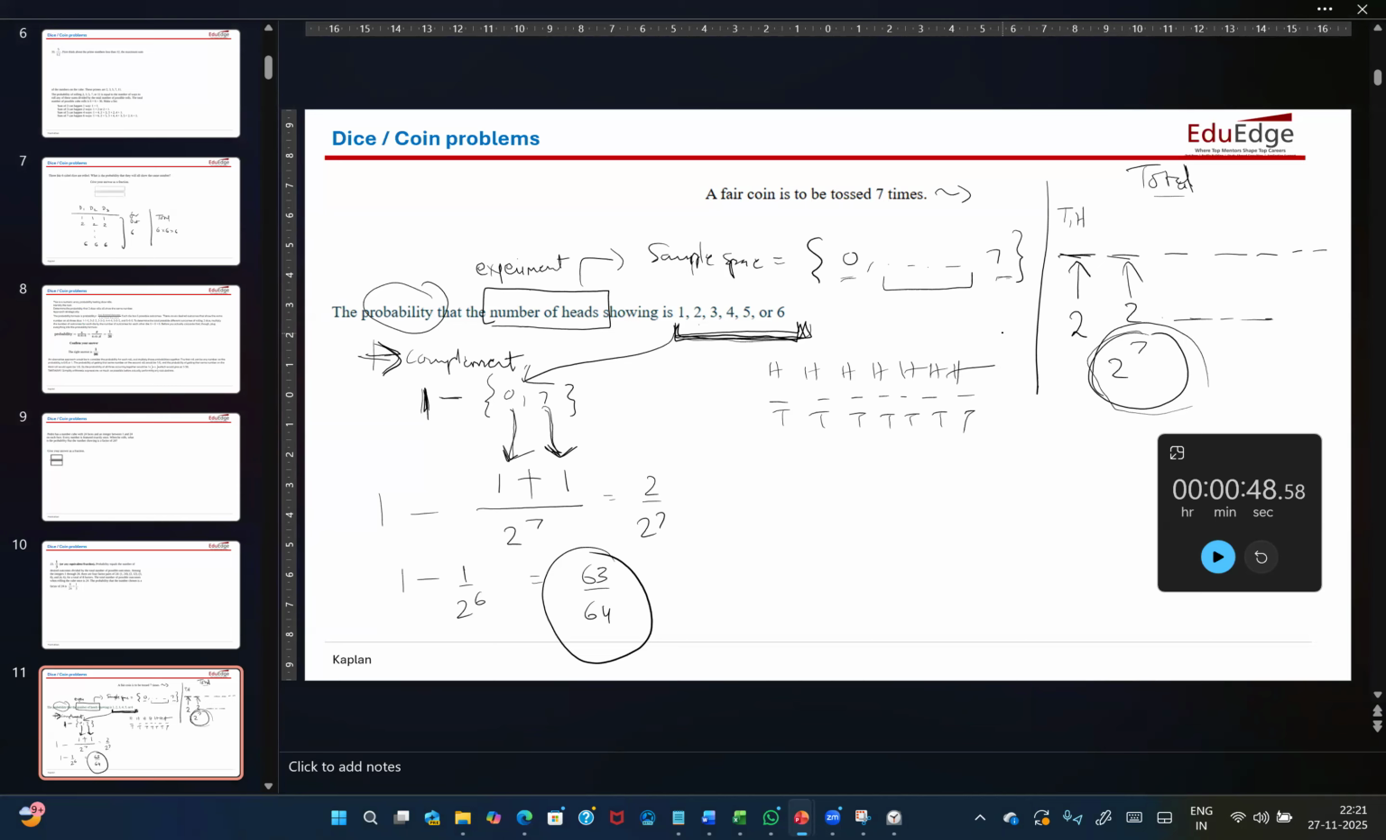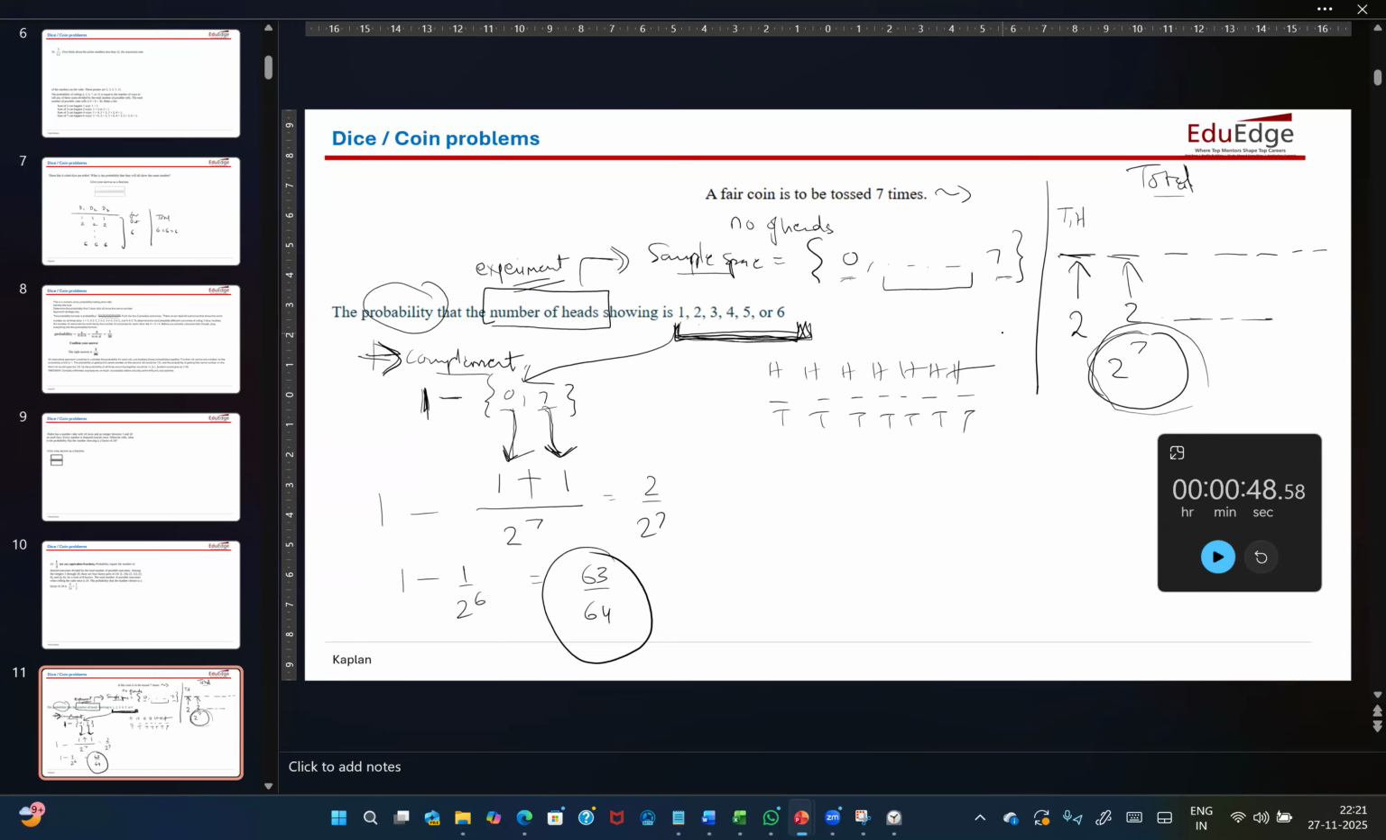Experiment is on number of heads. Once we realize that, we need to find the sample space, which means sample space for what? Number of heads appearing. Then we see, okay, what is required are 6 outcomes, but the sample space has 8 outcomes. So it's better to use the complement method, less working.